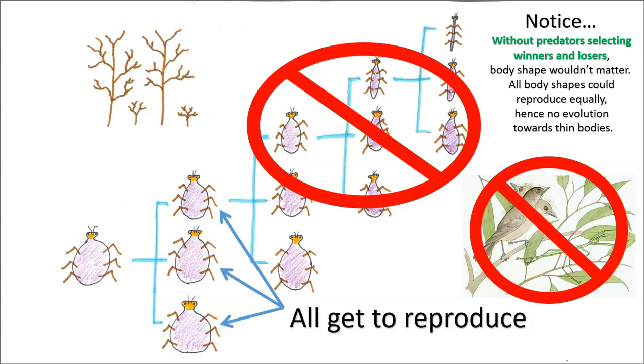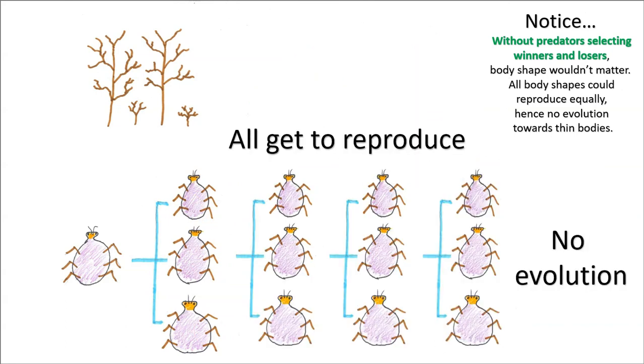Notice also that without predators selecting winners and losers, body shape wouldn't matter. All body shapes could reproduce equally, hence no evolution towards thin bodies. So if there are no predators, then there's no factor that gives some individuals an advantage over others. Everybody gets to reproduce. It would look something like this. If everybody gets to reproduce, they're going to pass on their particular body shape to their offspring. You'll get no evolution.